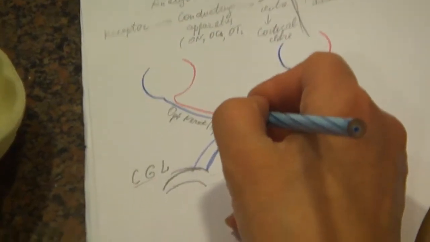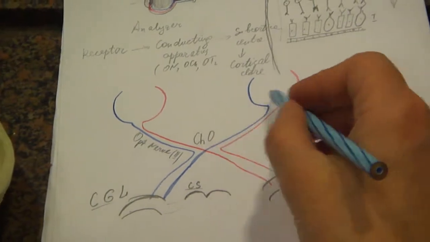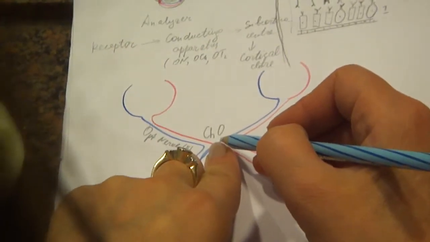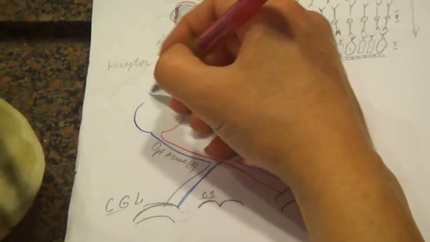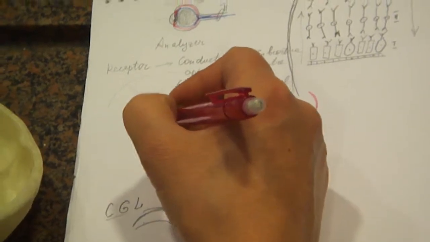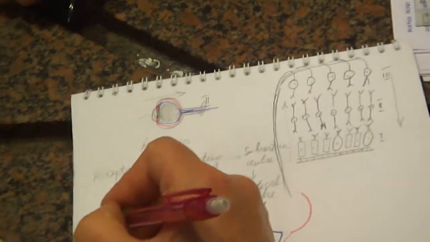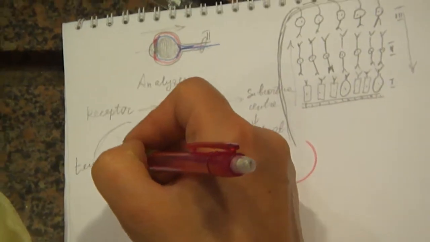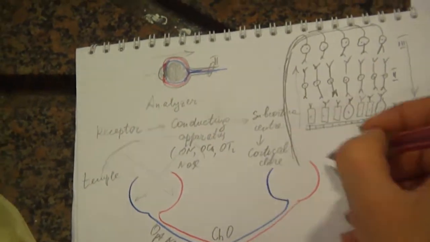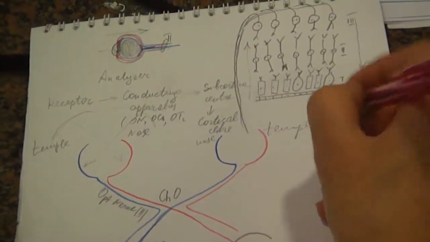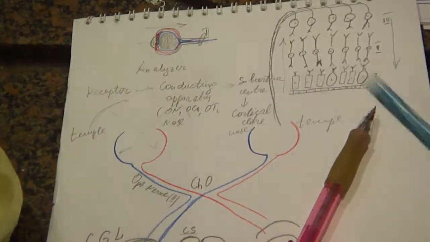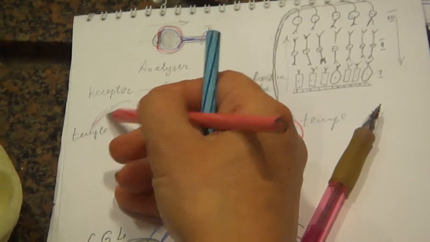After crossing fibers, what fibers cross? Only from medial halves of the retina. But you must remember our so-called visual field: from this part, light rays pass here; from this part, it is the temple part, the nose part, passing here. Temple, nose. And the same here, nose and temple.